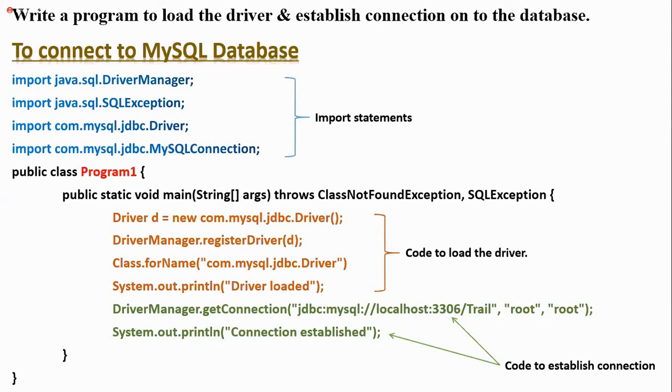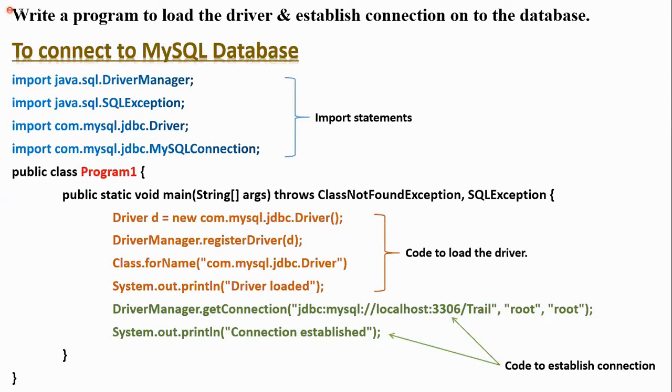I hope I'm completely clear with the things. Root happens to be one of the usernames. Another root happens to be the password. Please refer to your connection line. You will understand the things better.